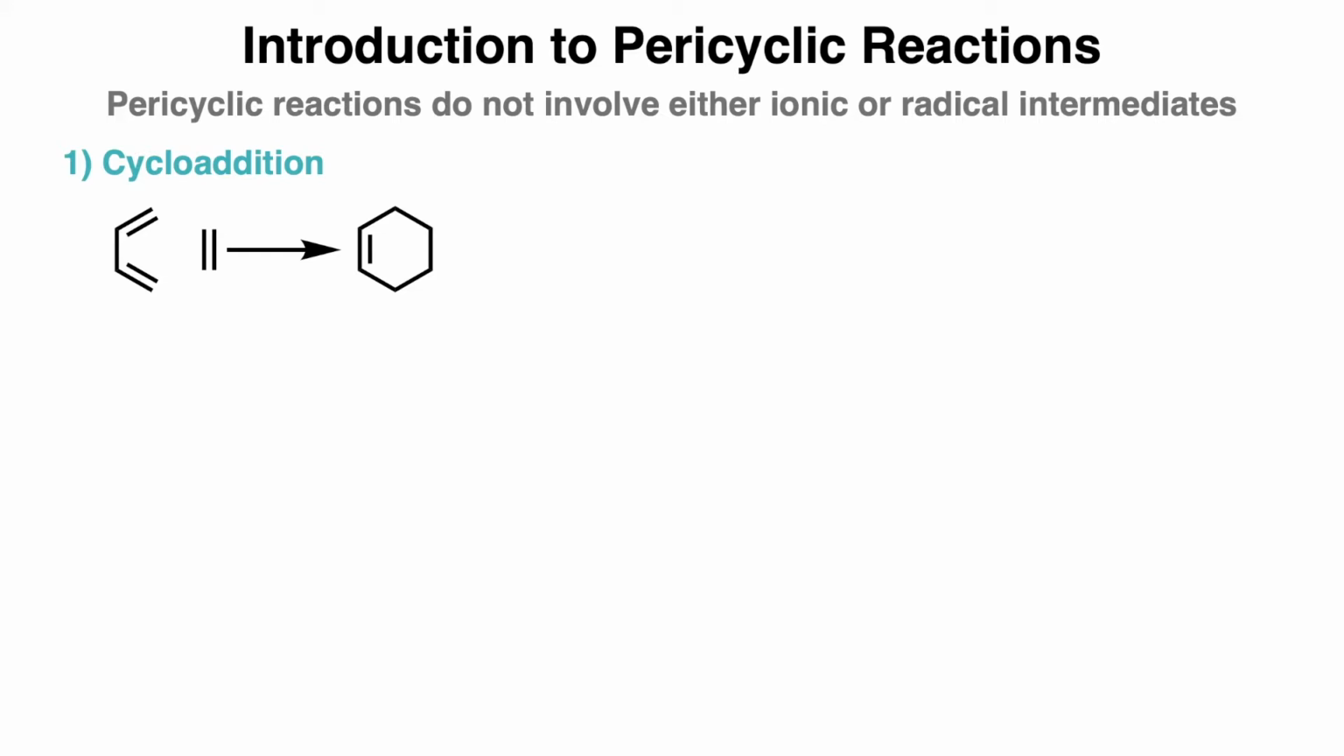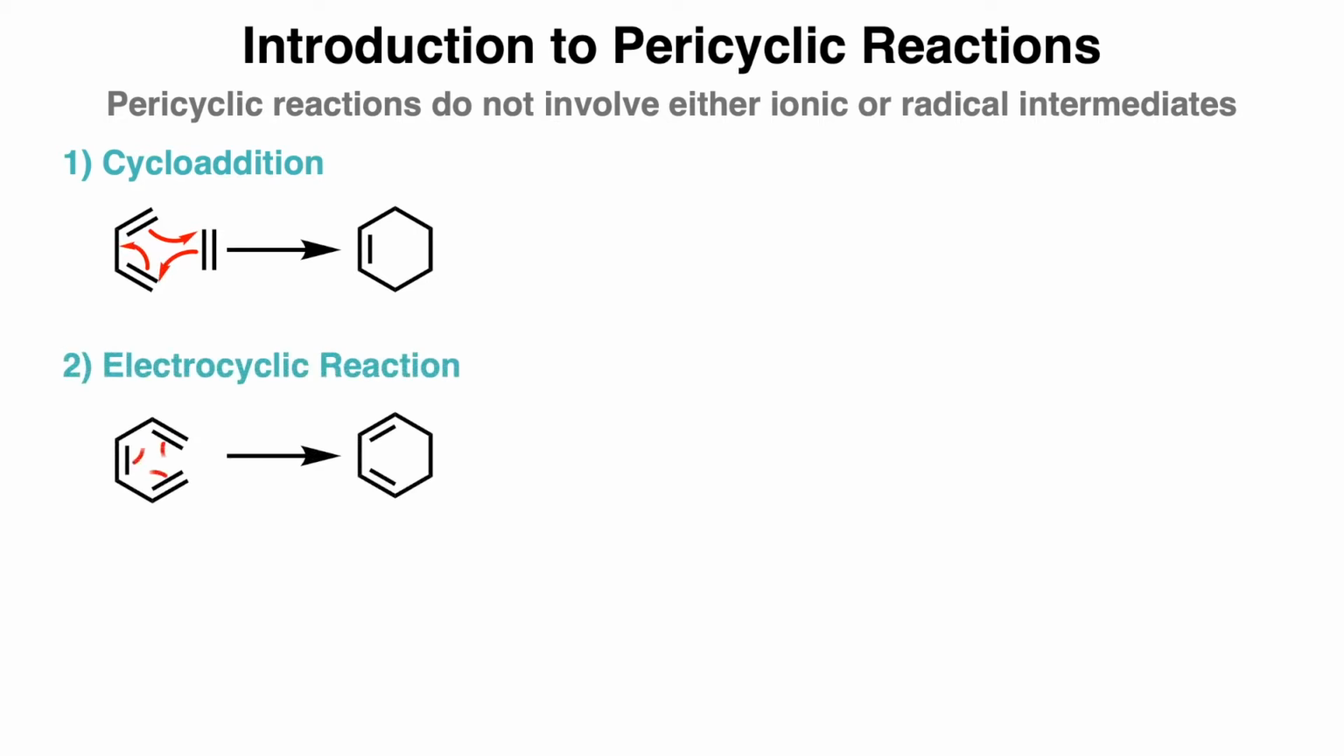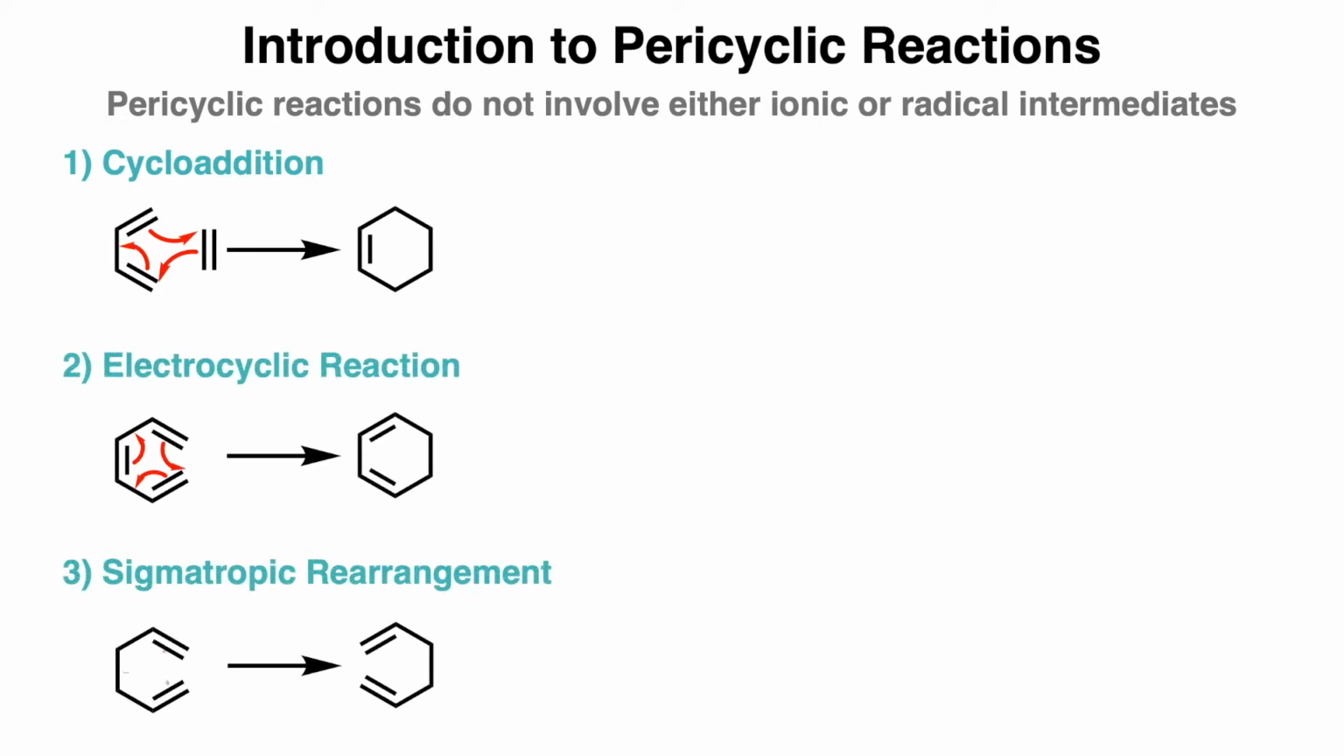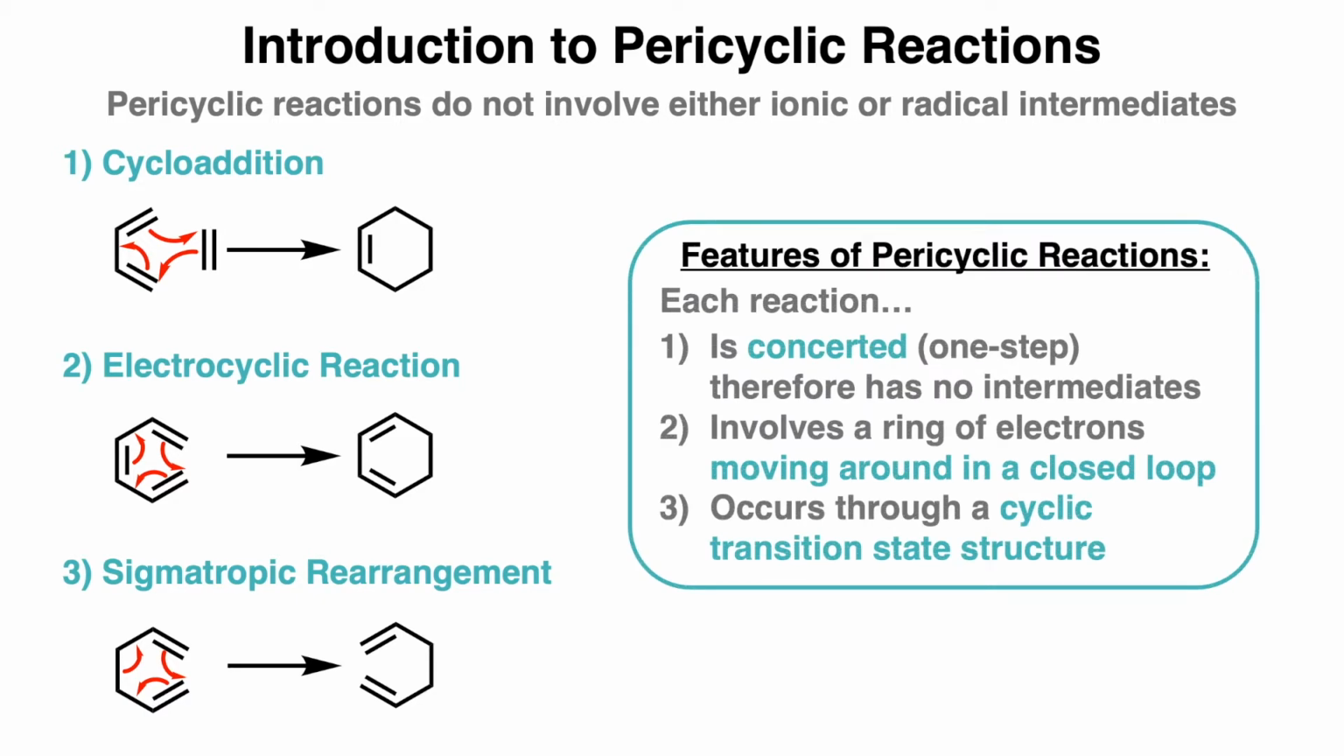These pericyclic reactions can be subcategorized into 3 different groups: cycloaddition reactions, electrocyclic reactions, and sigmatropic rearrangements. Each of these reactions has the following features which are characteristic of pericyclic reactions. Each reaction is concerted, which means that there are no intermediates. Second, it involves a ring of electrons moving around in a closed loop. And third, it occurs through a cyclic transition state structure.